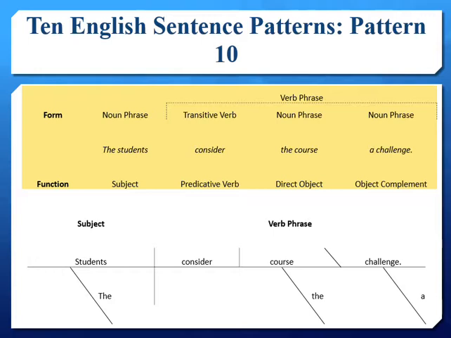Just as in sentence pattern 9, the object in sentence pattern 10 has a noun that functions as an object complement and modifies, that is, describes the direct object. As in the example, the object complement, a challenge, is a noun phrase that describes the direct object, the course, that is another noun phrase.